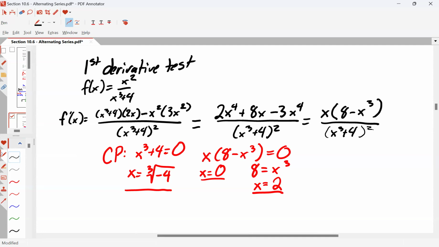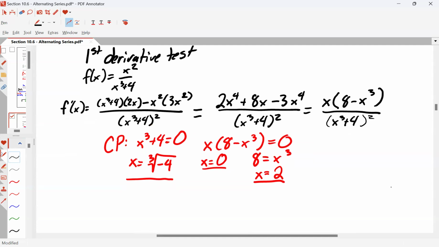So we have 3 critical points. We have the critical point of the cube root of -4, we have the critical point of 0, and we have the critical point of 2. Like I said, we don't care about x being negative because we're looking at a series. So we don't care here. We don't care here.